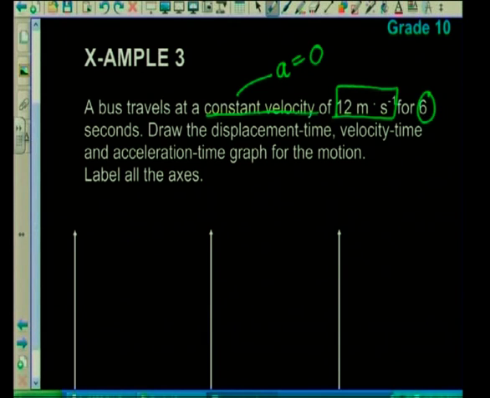Label all the axes. These are sketch graphs. Okay? Sketch graphs mean I do not need to do them accurately. It does not have to be to scale, but you still have to use a ruler, and you still have to put in any information you know. Okay, any information you know.